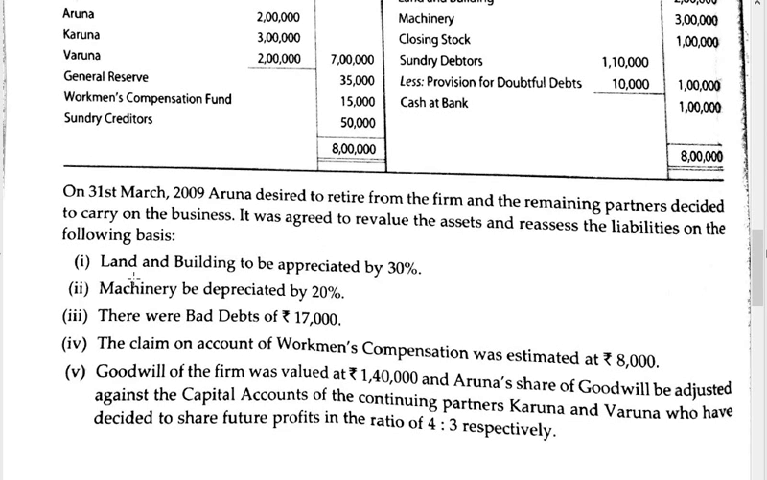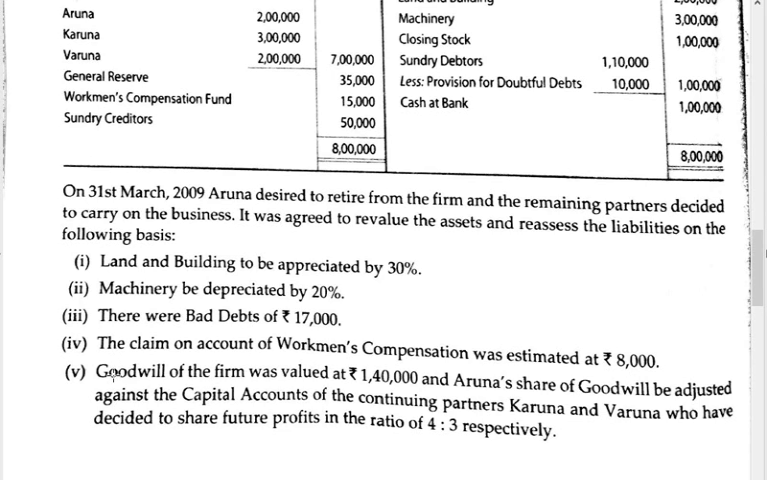Land and building to be appreciated by 30%. Now, as soon as you see anything related to revaluation, you know one thing in the mind, that you have to prepare the revaluation account. This is one adjustment. So it says land and building to be appreciated by 30%, machinery to be depreciated by 20%. There were bad debts of 17,000. The claim on account of workmen compensation was estimated at 8,000.